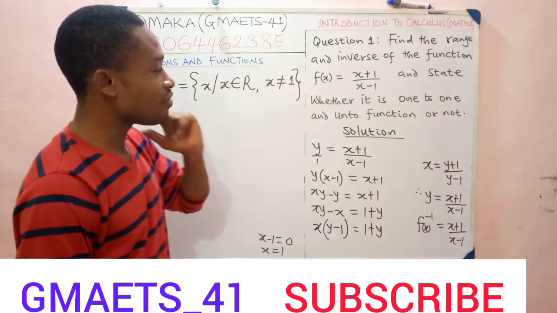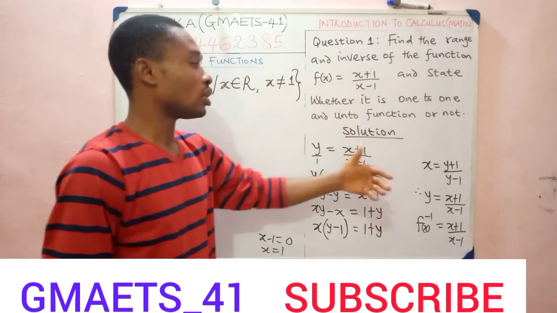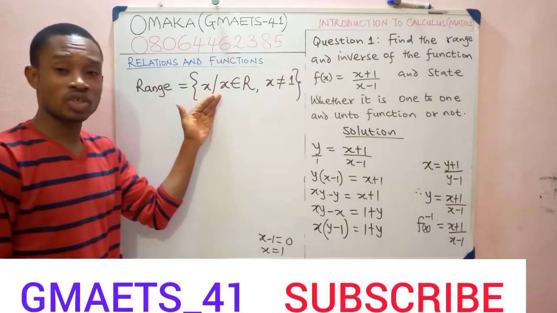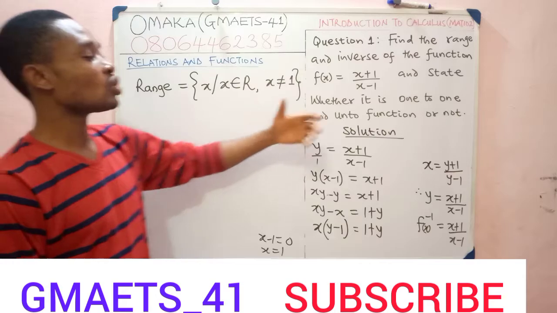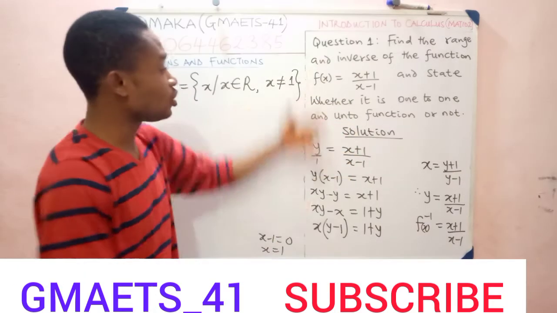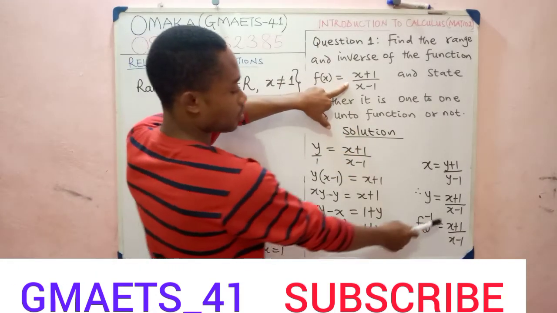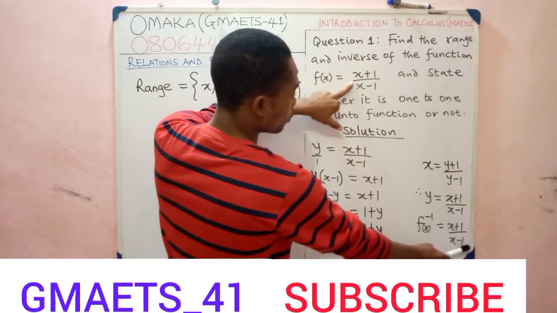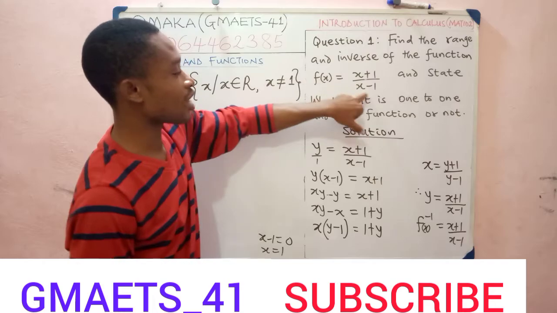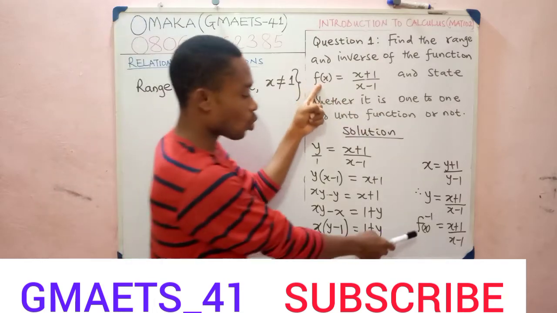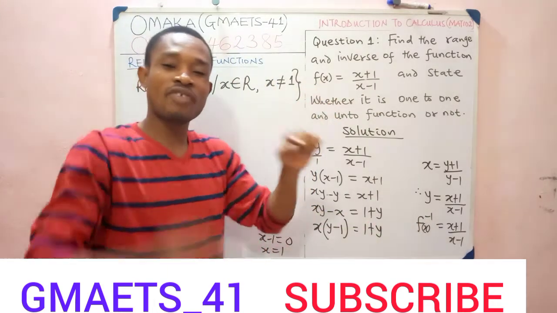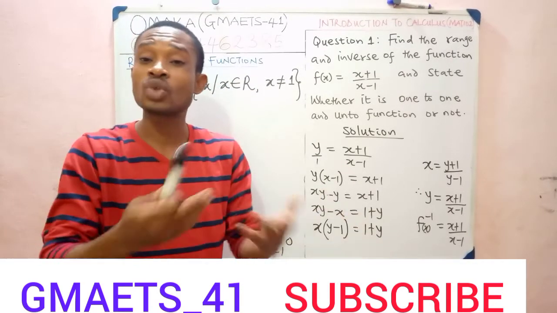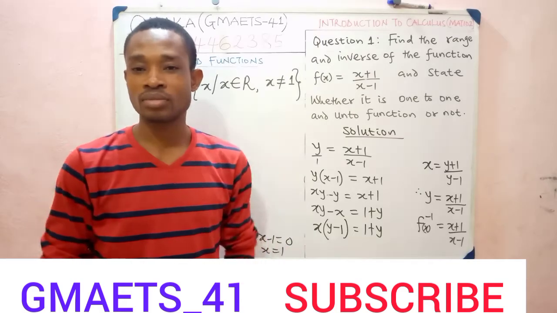Now we have to state if this function is one-to-one or a one-to-one and onto function or not. We are done with the range here. Now how can you get if it is one-to-one and onto? You can quickly do it by comparing what you got here. If you look at these two functions, are they not the same? This is x plus 1 over x minus 1, and this is x plus 1 over x minus 1. So f of x is equal to f inverse of x. If f of x is equal to the inverse of f of x, then the function is one-to-one and onto.